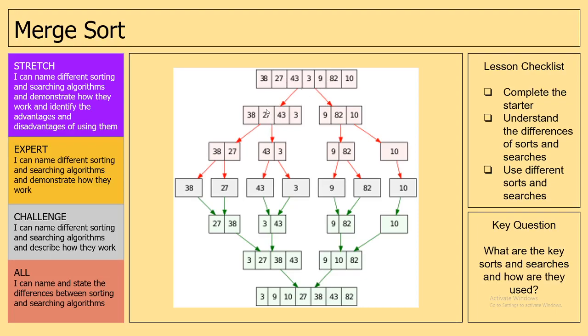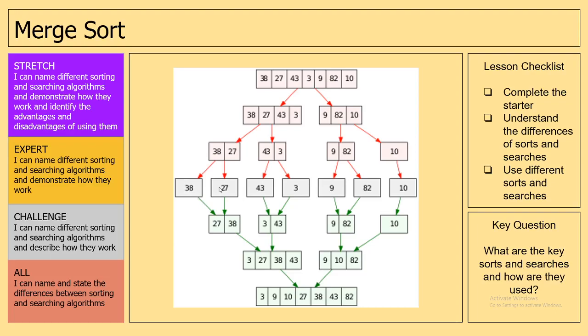We then split this one in half again. So we've got 38, 27 going that way, 43, 3 going that way. We then split it in half again. And then once we've got them all separated as individual pieces of data, we merge them, we push them back together, and that's when the sort takes place.